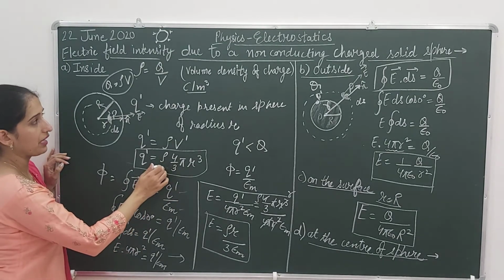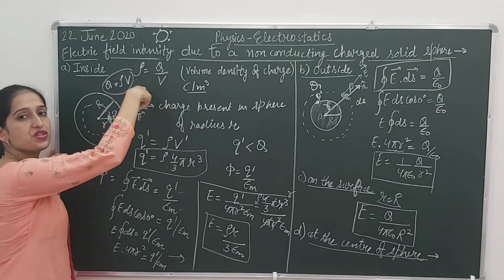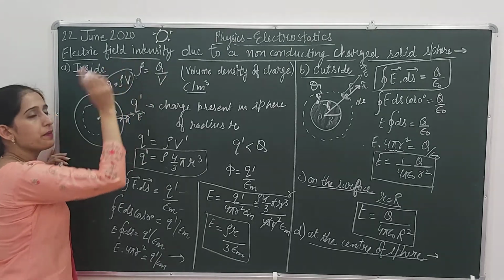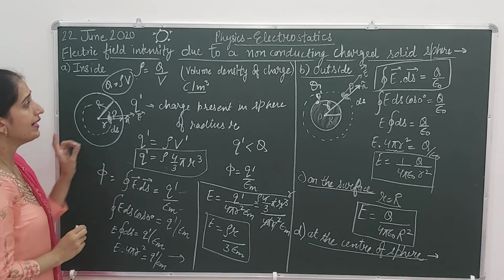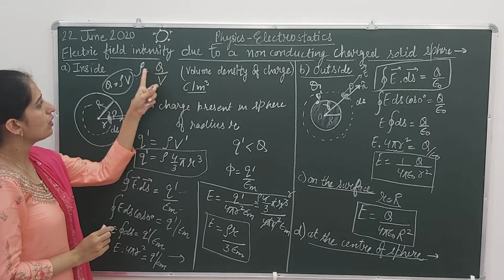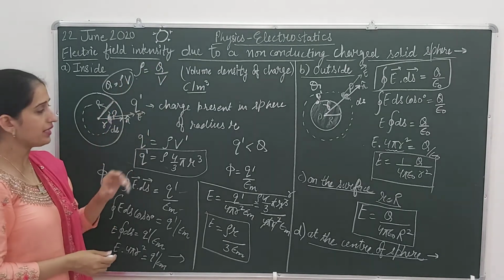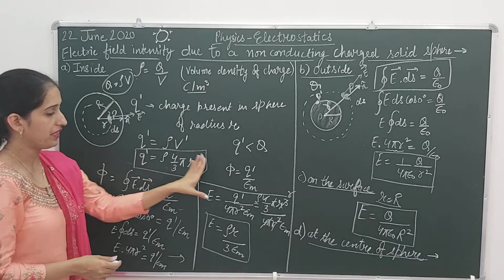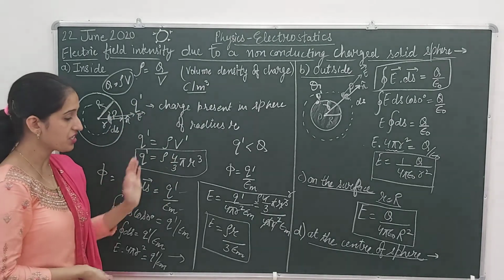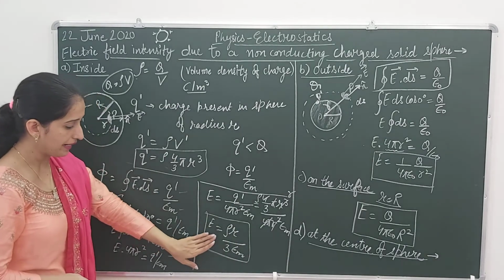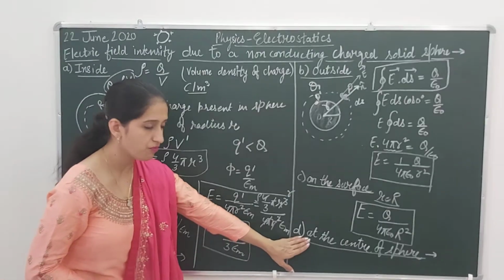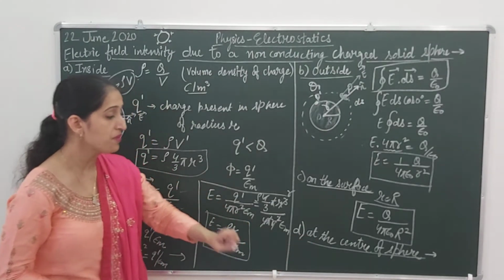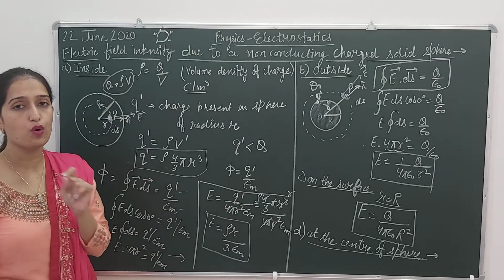Q dash we have calculated by the definition of volume charge density. Rho will remain the same for every point of the sphere, and Q can be calculated by multiplying rho into V. This we have used to calculate the value of Q dash, which we substituted here, and I get this value. Now I have mentioned one more point, the fourth point, at the center of the sphere.